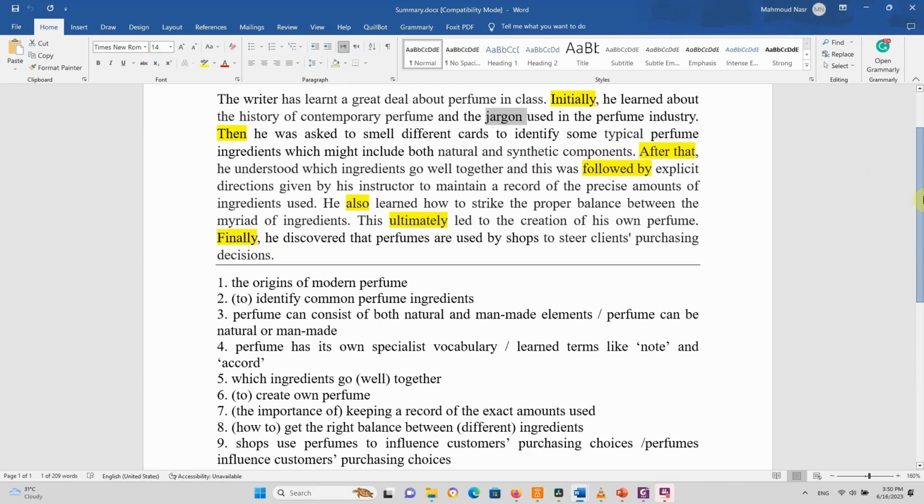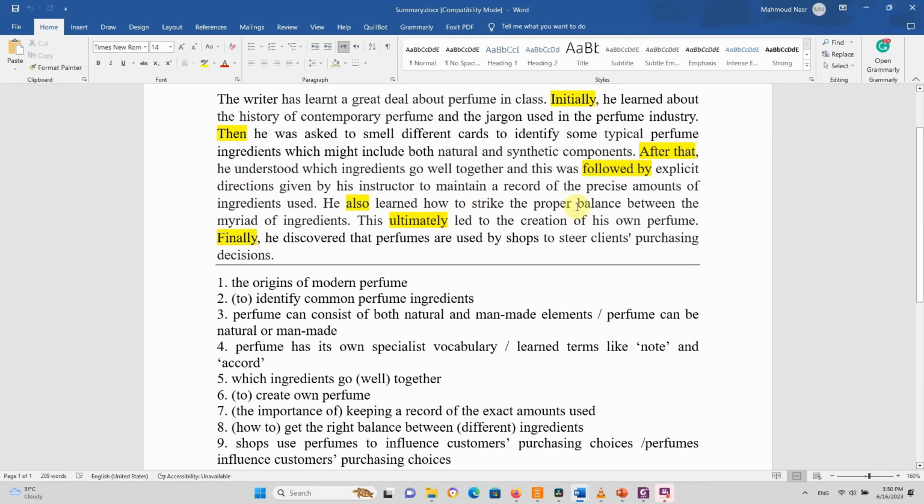After that, he understood which ingredients go well together, and this was followed by explicit directions. So here, instead of saying his instructor emphasized, I said explicit directions given by his instructor to maintain a record. I also used precise instead of exact amounts used. He also learned how to strike the proper balance. So I used strike the proper balance instead of how to get the right balance between the myriad of ingredients.